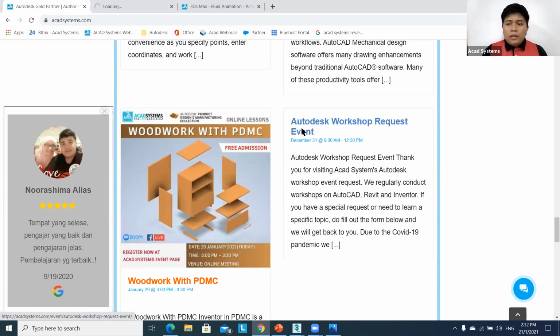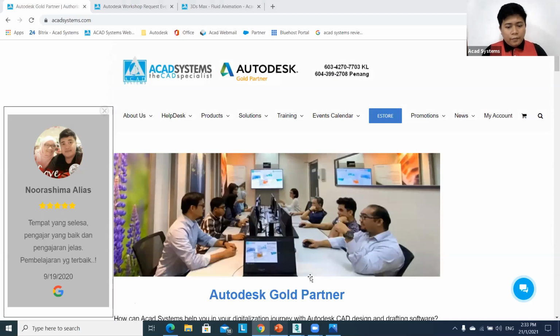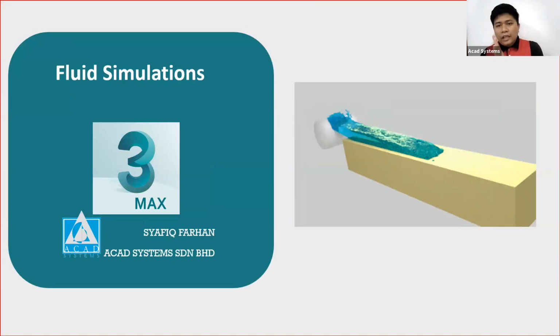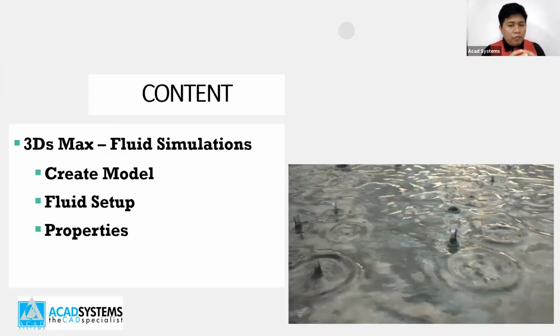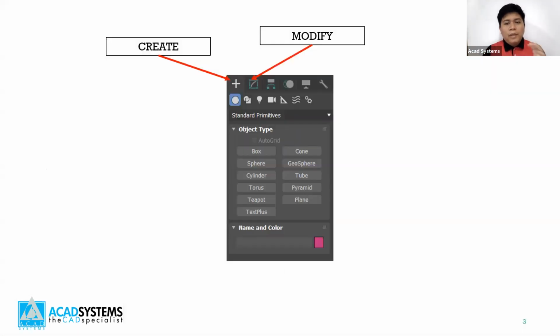Right, so let's go. Let me share my presentation slide over here. Like I mentioned earlier, these are the topics included in 3ds Max fluid simulation. Fluid simulation basically means you want to create a 3D moving, dynamic fluid object. For today's topic, we are going to create a model starting from scratch, set up your fluid, and change the properties of your fluid.